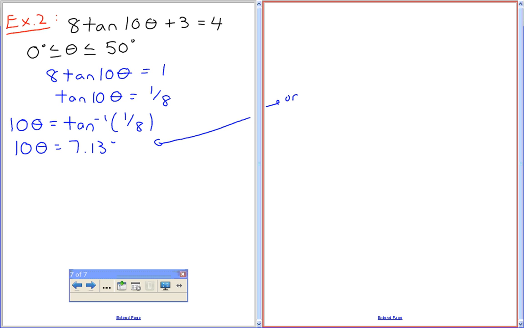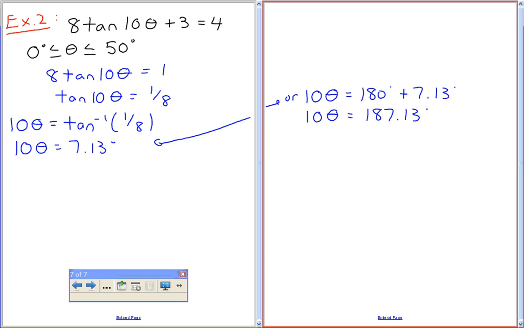I'm going to say or 10 theta equals 180 plus 7.13. Just wait. Okay, just hold on a sec. Now there's a few questions. Number one, how do you know the period's 180? First of all, the reason I'm doing this, you asked that, Noah. This always, for tan, it's 180 plus, regardless of what's going on with the rest of the question. Okay, it's always 180 plus for tan.